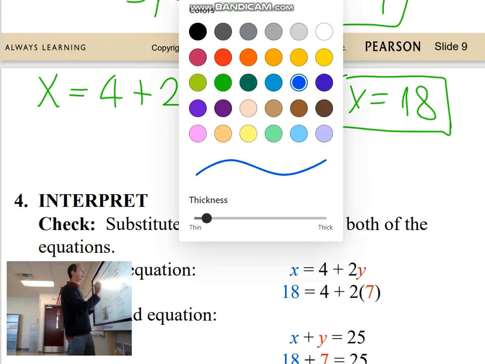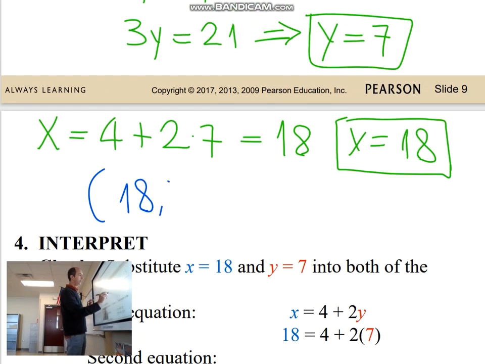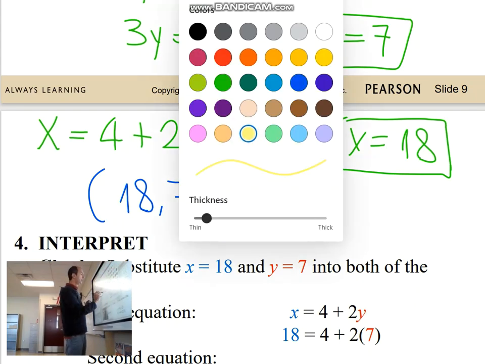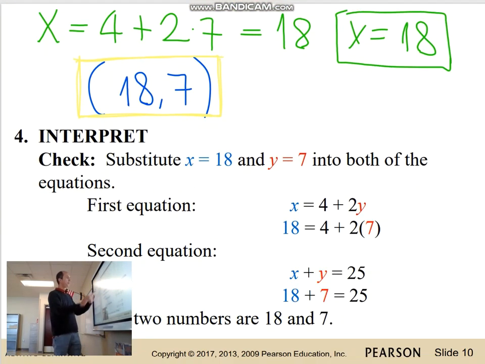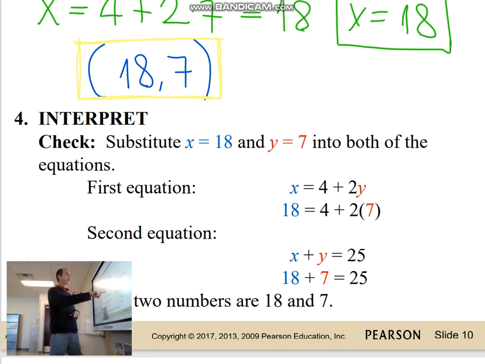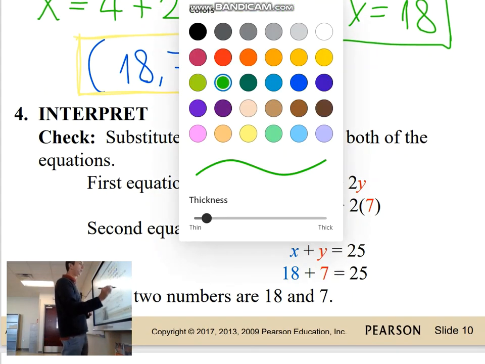The solution, the ordered pair, is going to be 18 and 7. Check in the system of equations, in each one of the equations, if this is the right solution. So plug in x equals 18 and y equals 7. Plug into each one of the equations and check if it produces true statements.